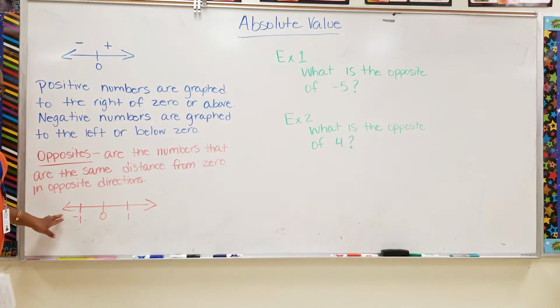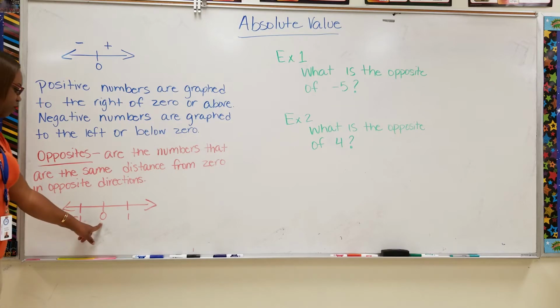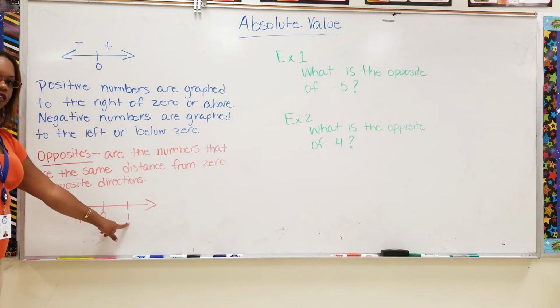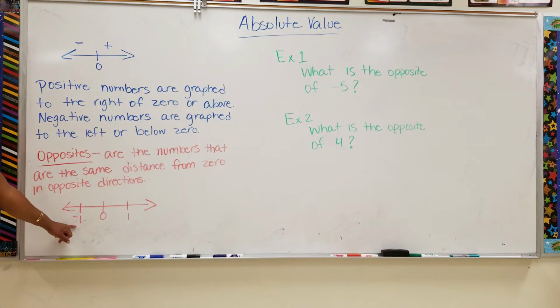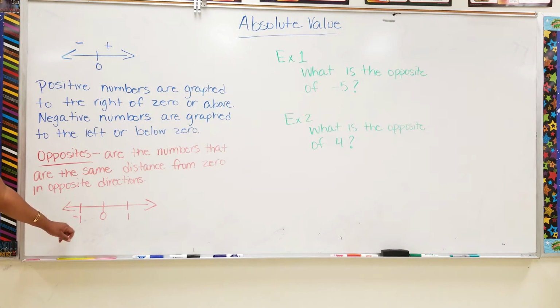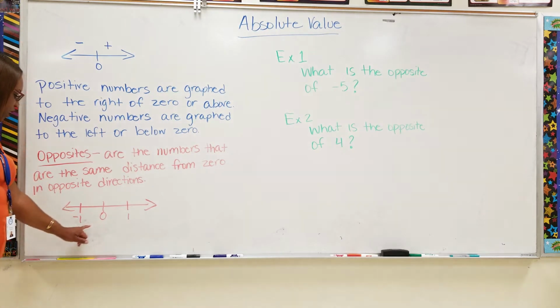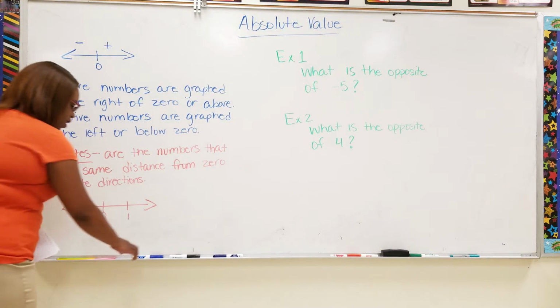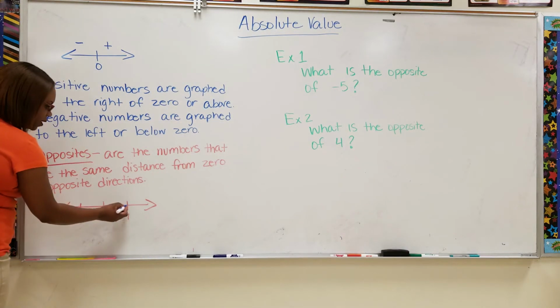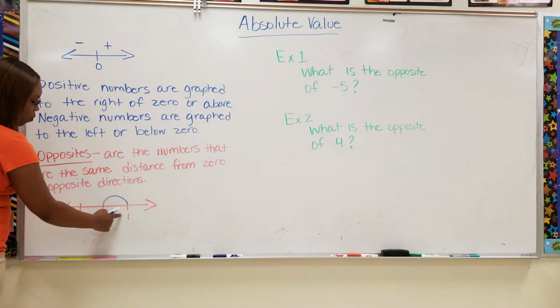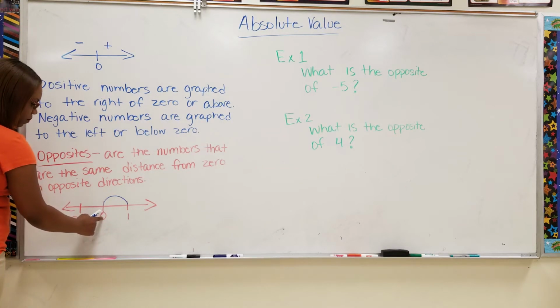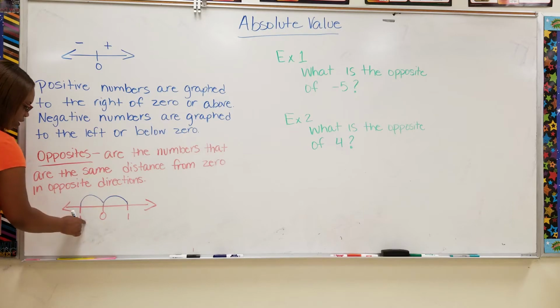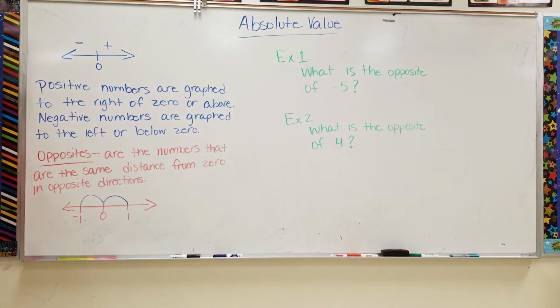For example, here is a horizontal number line. Here's your 0. 1, which is positive, is to the right of 0. And you have -1, which is to the left of 0. The opposite of 1 will be -1. Why? Because 1 is 1 unit from 0. -1 is 1 unit from 0. Okay? So basically, in simple terms, every number has an opposite.